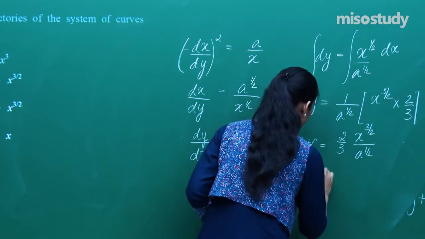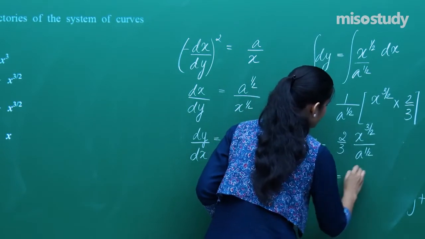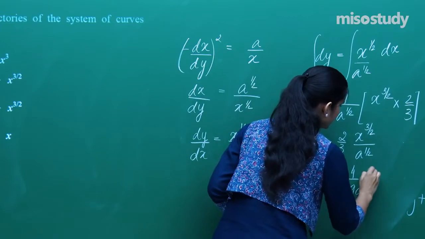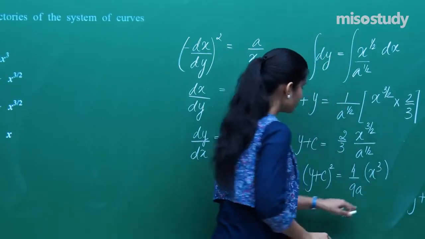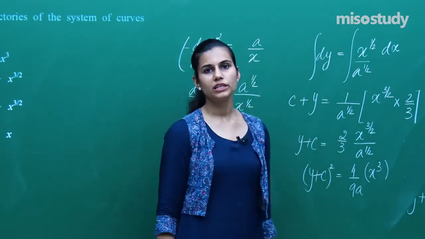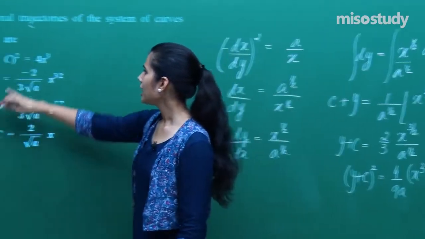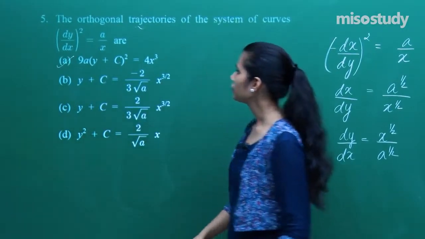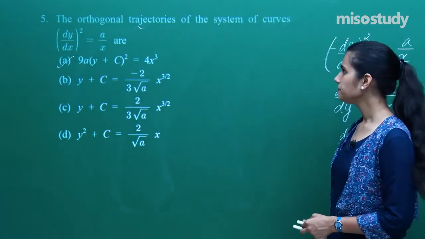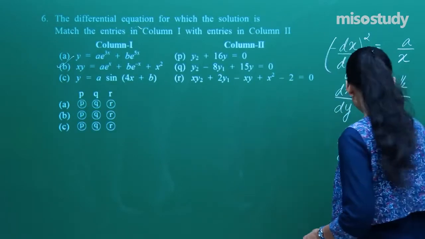Square both sides, you get (y plus c) whole square equals 4 upon 9a x cube. So you get 9a times (y plus c) whole square equals 4x cube. What do you get? 9a times (y plus c) whole square equals 4x cube. Clear? Moving to the next one, what is it that we have?